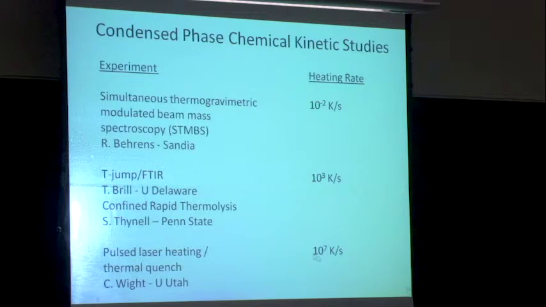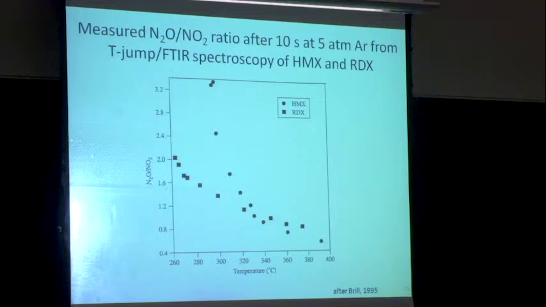At these higher rates, about 10 to the 7th Kelvin per second, lasers have been used to heat the sample very quickly. And that's more representative than, say, of an explosion or detonation. Okay, and again, depending on the heating rate, you see different types of phenomena at the surface, and the condensed phase chemistry could change.